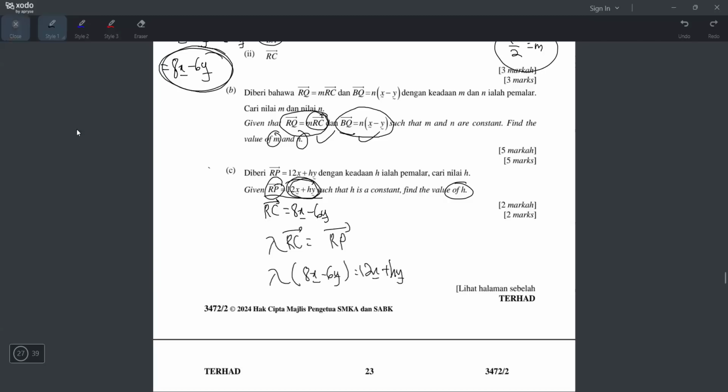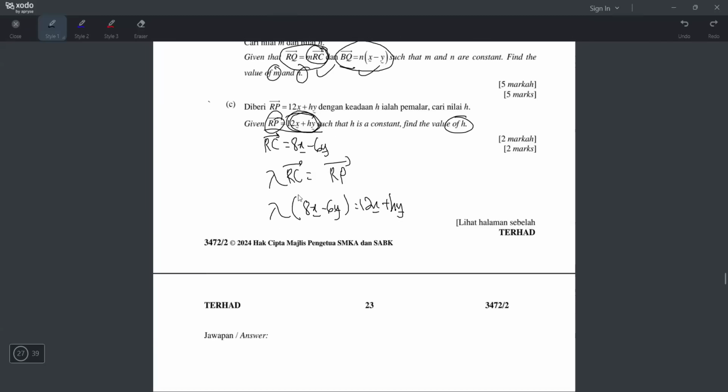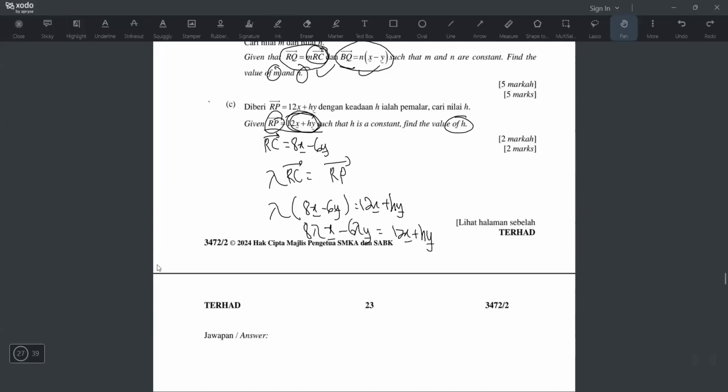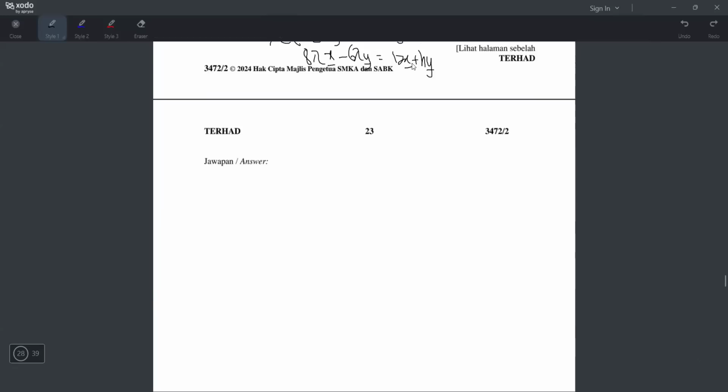And now to find xy, you just kembang dulu. Expand. After you expand, you compare x with x, y with y, then get the answer. So 8 lambda x minus 6 lambda y equals 12x plus hy. On this side you have single x, single y, on the other side also single x, single y. So you compare the coefficient, which means the perkali, the number before x. The number before x is 8 lambda, on the other side it is 12. For y, before y here is negative 6 lambda, on the other side is h.